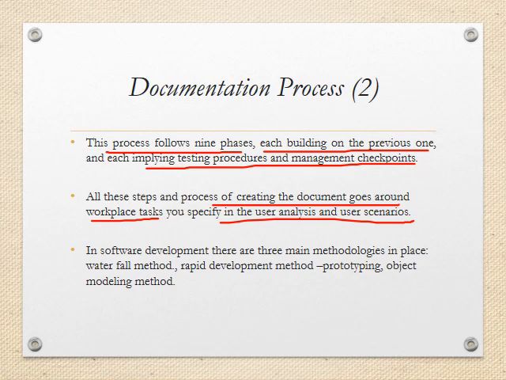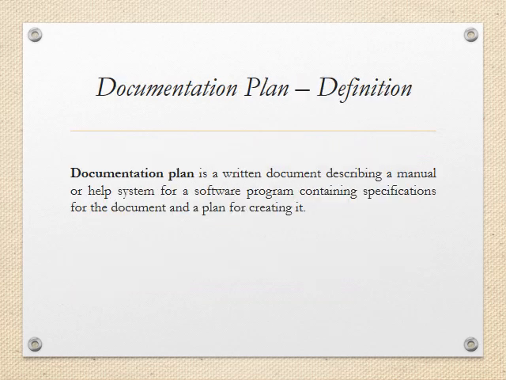In software development, there are 3 main methodologies we use. خلال development بنستخدم 3 methodologies. الفيرست methodology اللي هي الووتر ميثود، الرابid development method اللي هي بنسميها البروتوتايبنج، and الاوبجكت modeling method. هذول ال 3 methods اللي هم الميثودولوجيز اللي بنستخدمهم while we are following the development process للدوكيومنت.